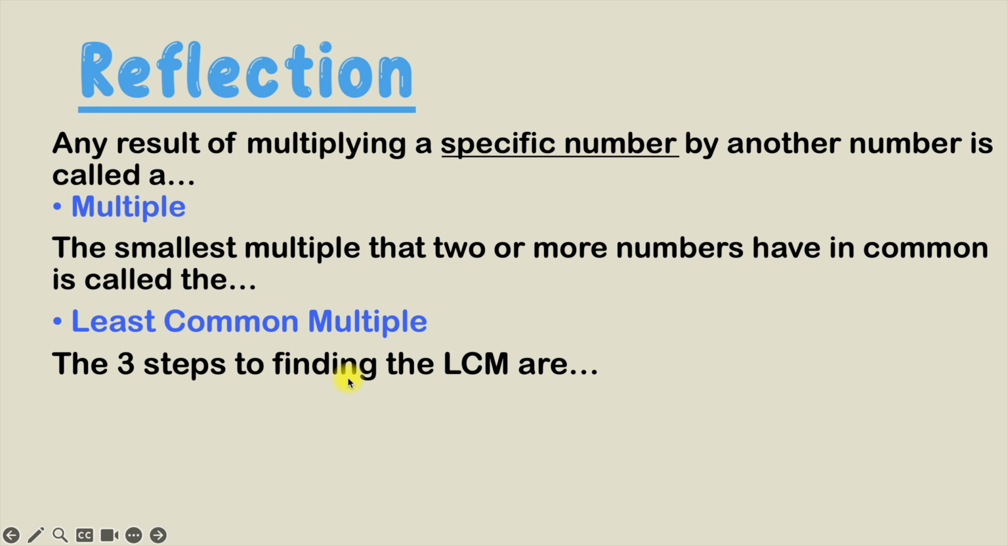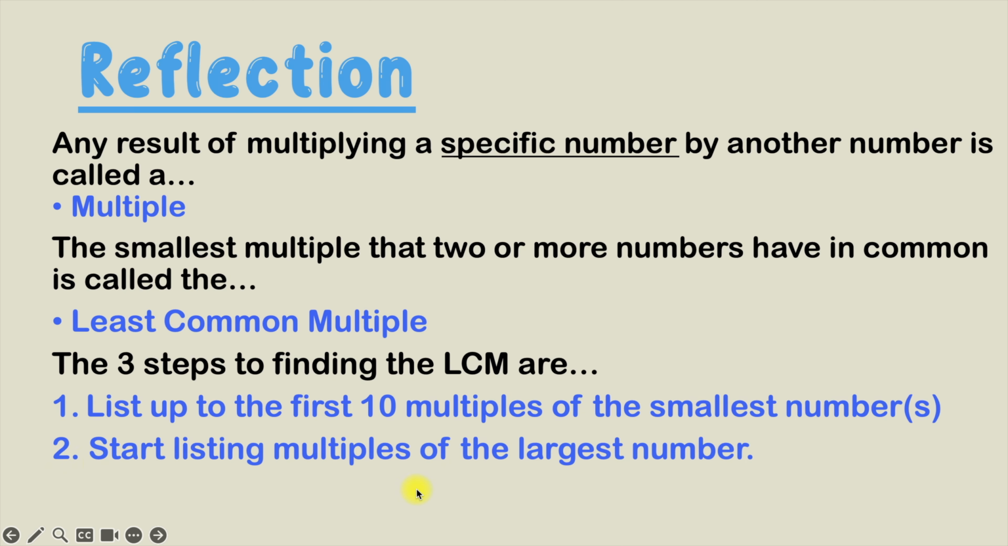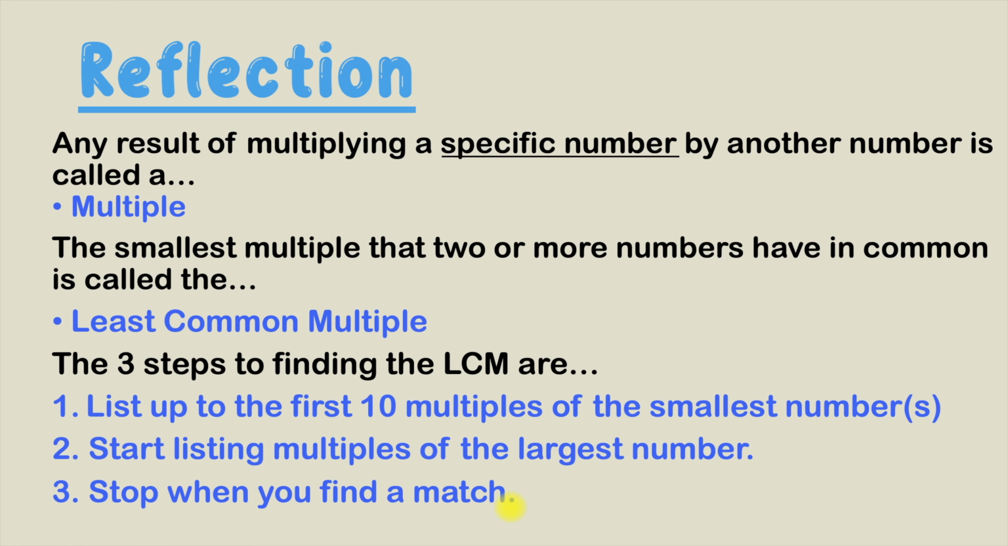The 3 steps of finding the LCM are: Step 1. List up to the first 10 multiples of the smallest numbers. Number 2. Start listing the multiples of the largest number one at a time. And step 3. Stop when you find a match, because remember, you're looking for the least common multiple, so when you start listing the multiples of the largest number, you should be able to find it right away.